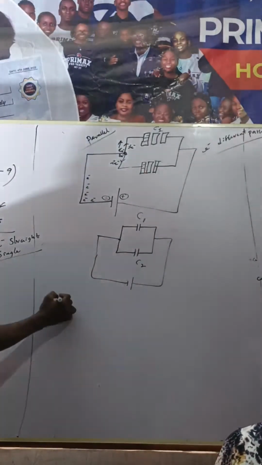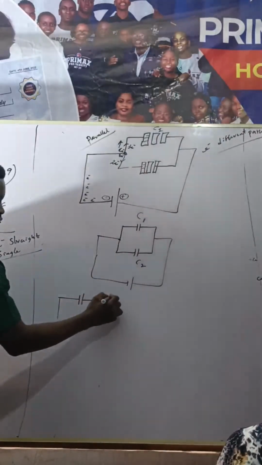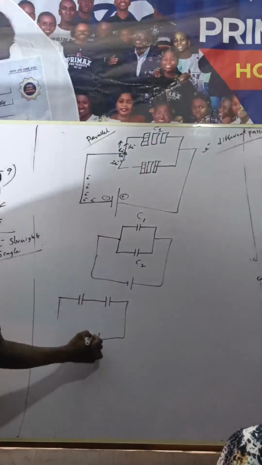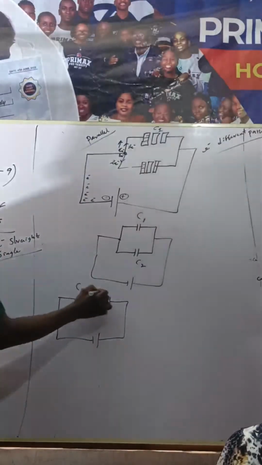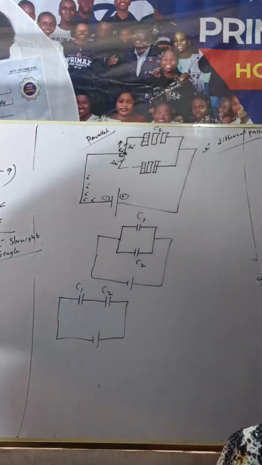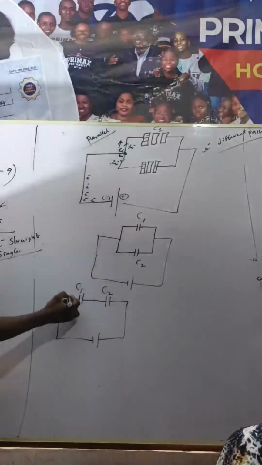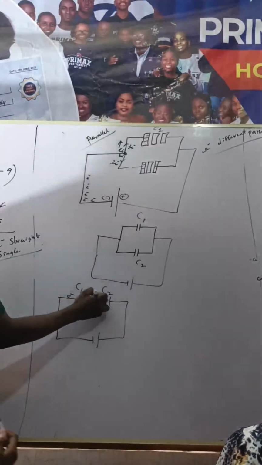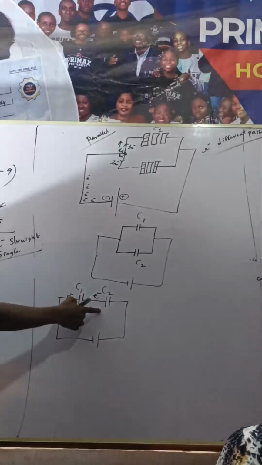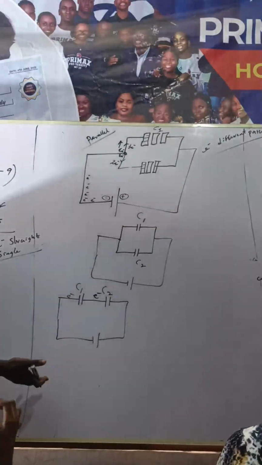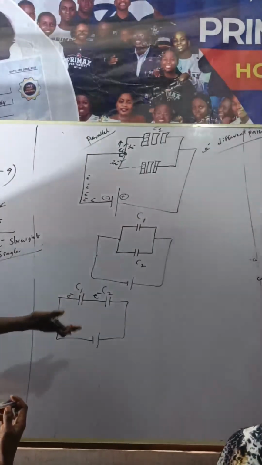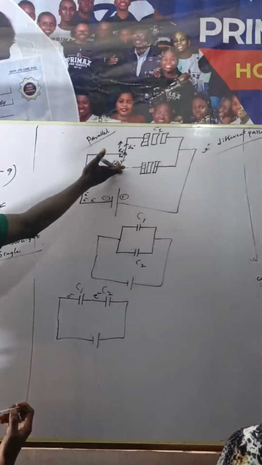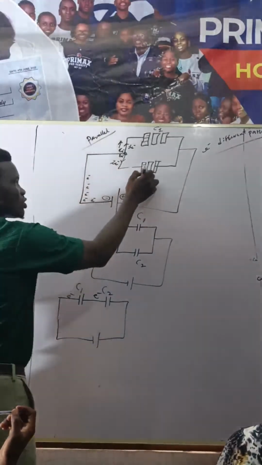Look at this one now. C1, C2. Are they in parallel or in series? Series. Because whatever passed through this one, also passes through this one. So when we get to current electricity, we deal with it. That's what it is.